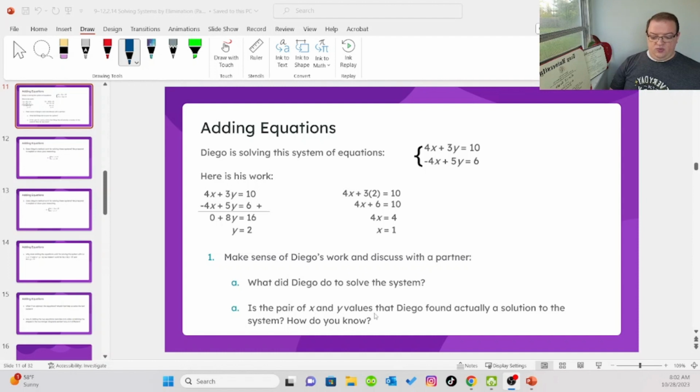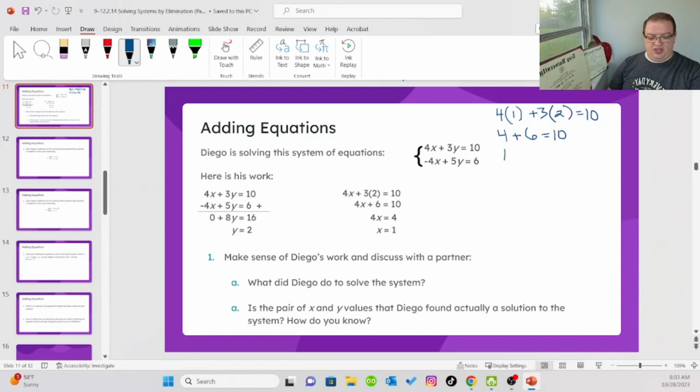Is the pair of x and y values that Diego found actually a solution to the system, and how do you know? Well, if we wanted to prove it, then we would just substitute his values into the original equations, and both of them would need to be true. So we would need to be able to say 4 times 1 plus 3 times 2 equals 10. 4 times 1 is 4. 3 times 2 is 6. And 4 plus 6 does equal 10.